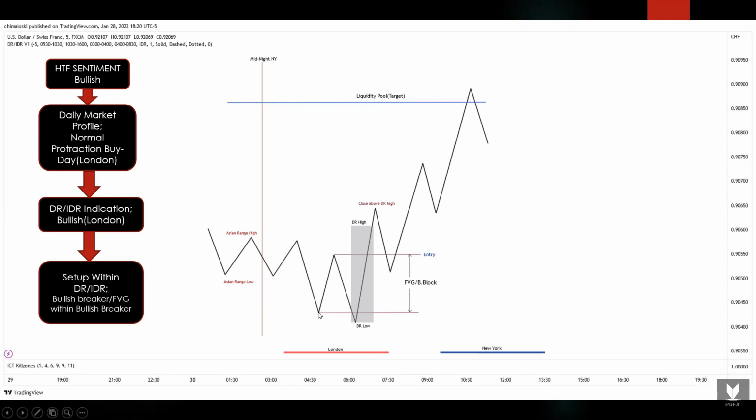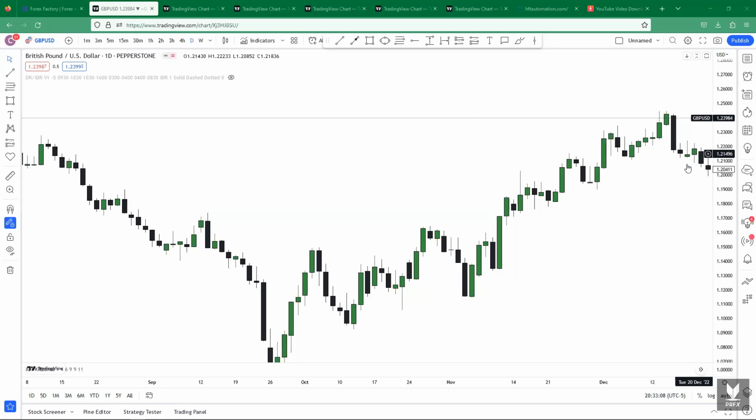Displacement lower, take draw on liquidity, and the displacement higher. Now we're going to look at some examples. Now we are on the pound dollar daily time frame. Our attention is going to be drawn to the 22nd of December 2022. This is not cherry picked, but our attention is going to be on this day.